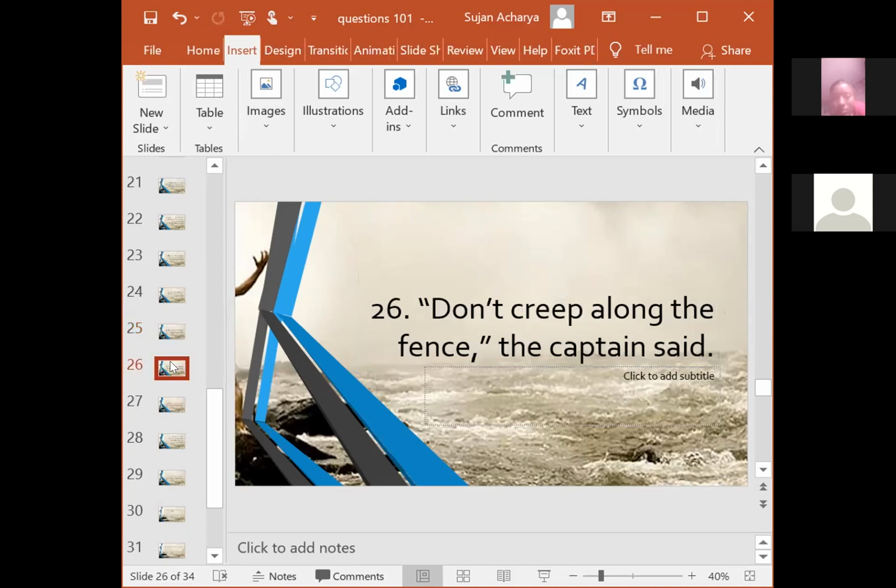Number 26. Don't creep along the fence, said the captain. The captain ordered not to creep along the fence. Or, the captain forbade creeping along the fence. But because the word captain is there, order is the suitable reporting verb.